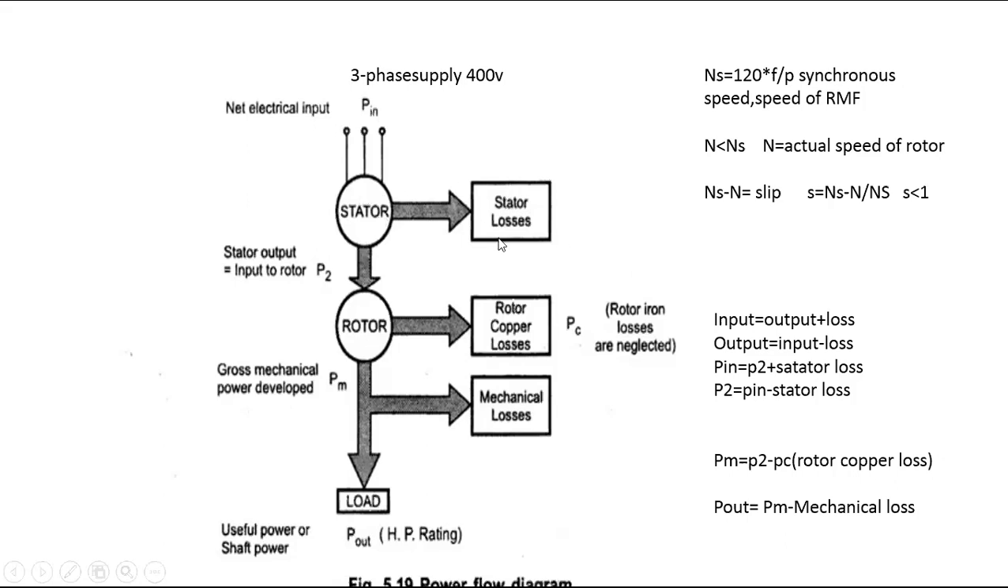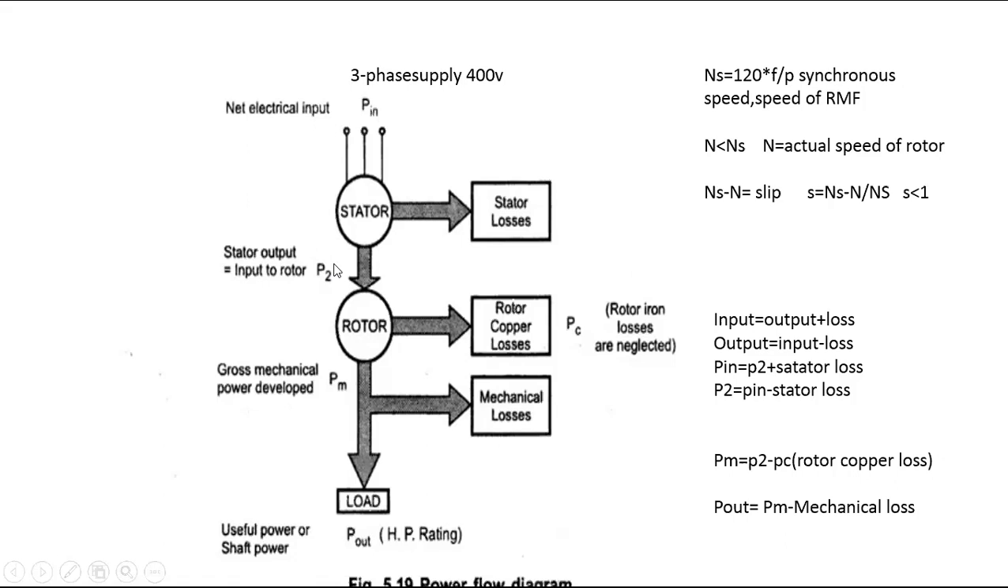10% of losses will be seen. So that's why we are supposed to show certain losses are present within the stator. Next, when input power is applied to the stator windings, a rotating magnetic field is created. This rotating magnetic field rotates at synchronous speed Ns equal to 120f by P. That rotating magnetic field is represented in terms of power as the power input to the rotor, P2.